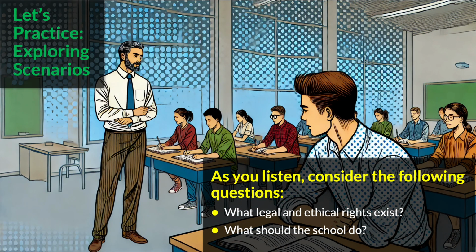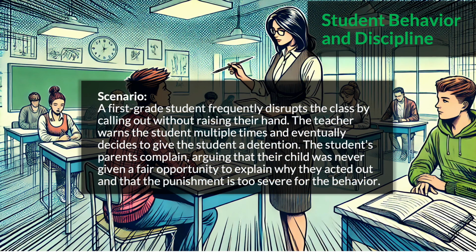As you listen to each situation, consider the following questions. What legal and ethical rights are involved? What should the school do in this situation? Scenario 1. Student behavior and discipline. A first-grade student frequently disrupts the class by calling out without raising their hand. After multiple warnings, the teacher decides to give the student a detention. The student's parents complain, arguing that their child wasn't given a fair opportunity to explain their actions and that the punishment is too severe for the behavior displayed.